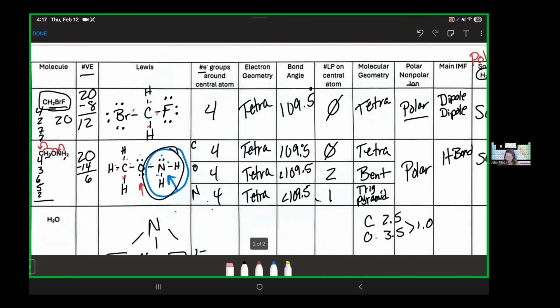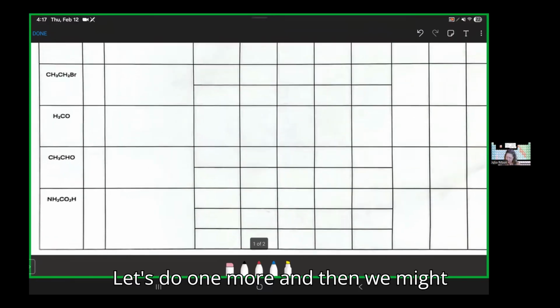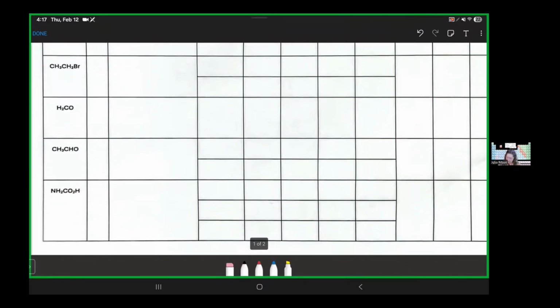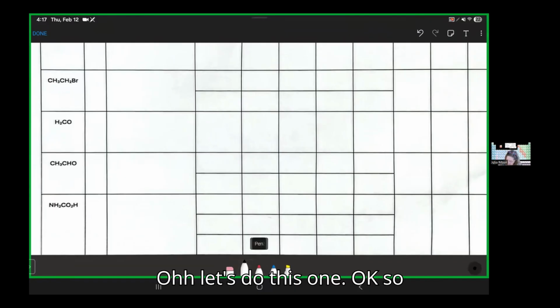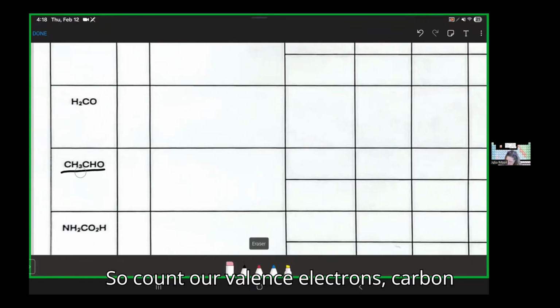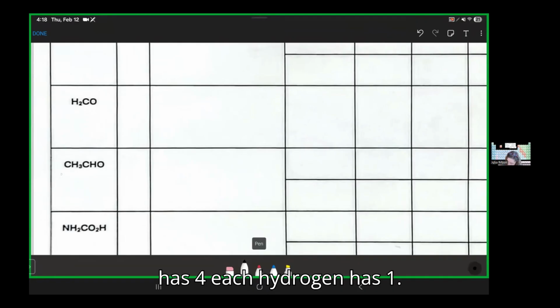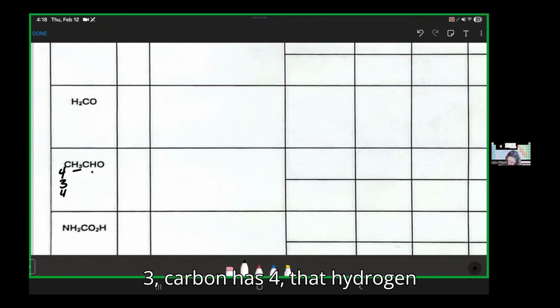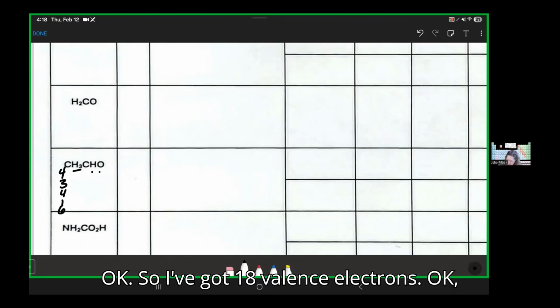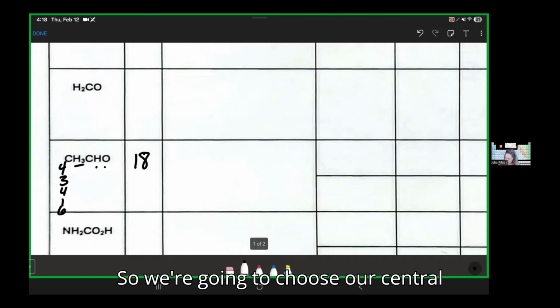Okay. Let's do one more and then we might just call it good. Okay, so let's do this one. Okay, so I'm going to do the CH3CHO. Okay, so counting our valence electrons, carbon has 4, each hydrogen has 1. So for those 3, I have 3, carbon has 4, that hydrogen has 1, oxygen has 6. Okay, so I've got 18 valence electrons.